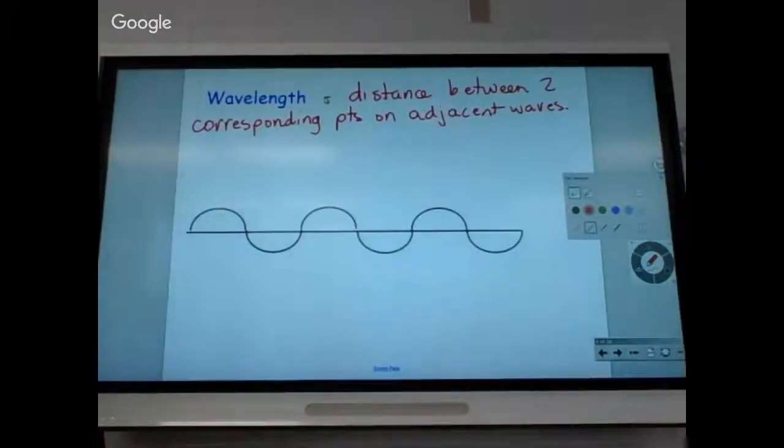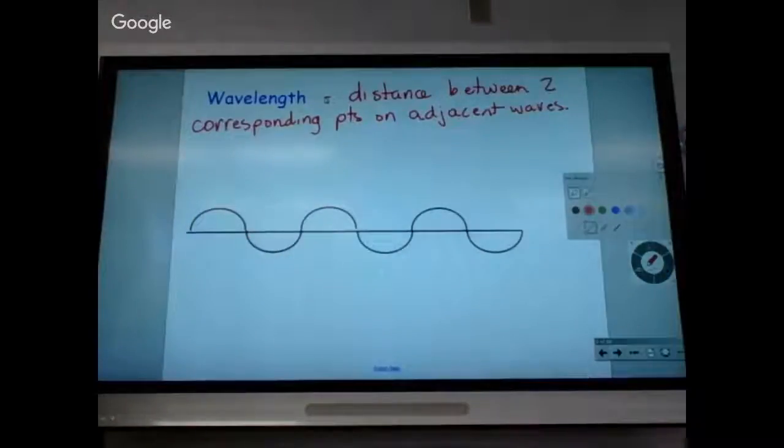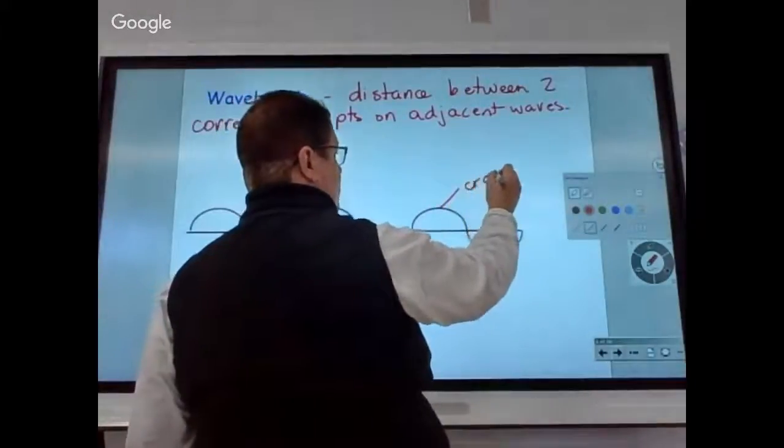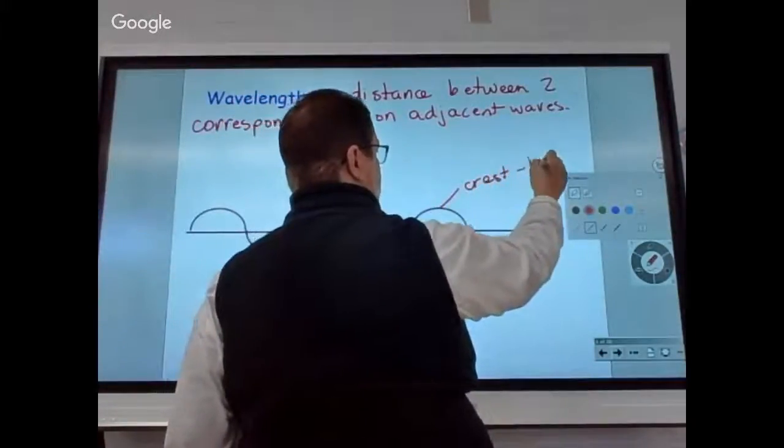Well, first of all, can you tell me what this and this are called? Some people know, but some people don't at this point. So, what's this called? Crest. All right, that's called the crest. So, I'm going to label this one down here. The crest, for those of you who don't know.